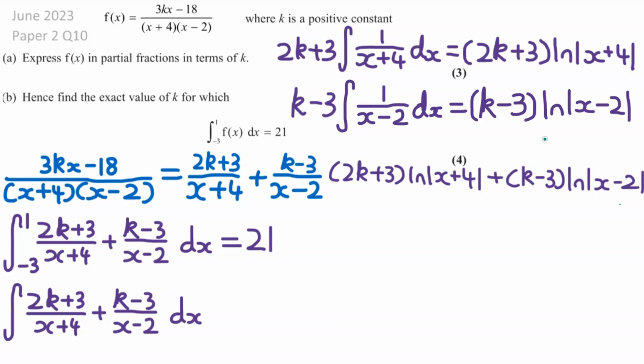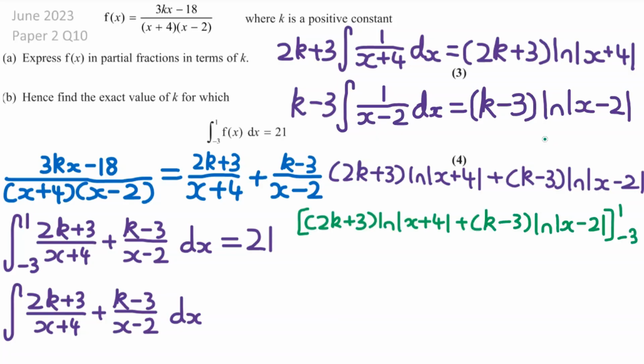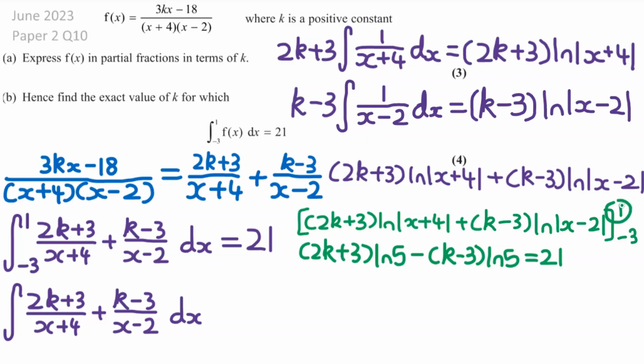So now we need to plug in the limits of 1 and minus 3. If we consider 1 first, it's going to be 2k plus 3, and then the natural log of 1 plus 4, so this is going to be the natural log of 5. And then this here, if we plug in this 1, this natural log is going to be 1 minus 2, so it's going to be minus 1, but remember we have these modulus symbols around it, so it's going to be the natural log of 1, and the natural log of 1 is 0, so this term doesn't exist for when we plug in 1.